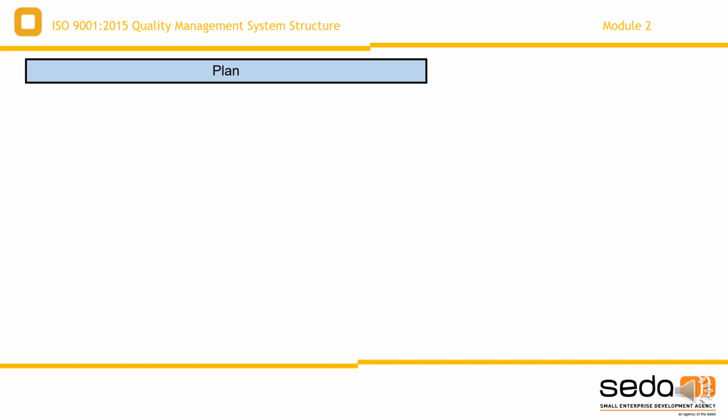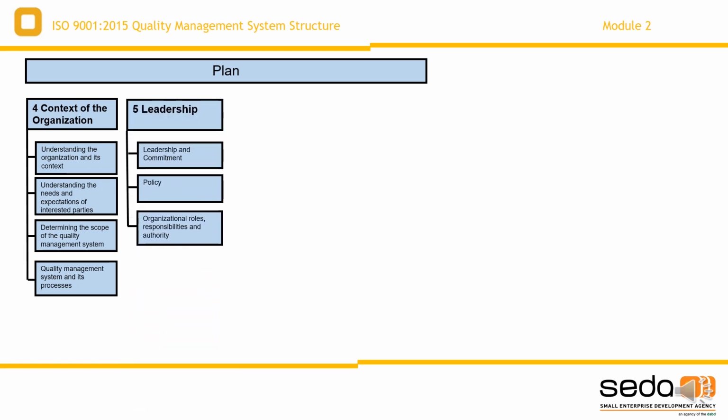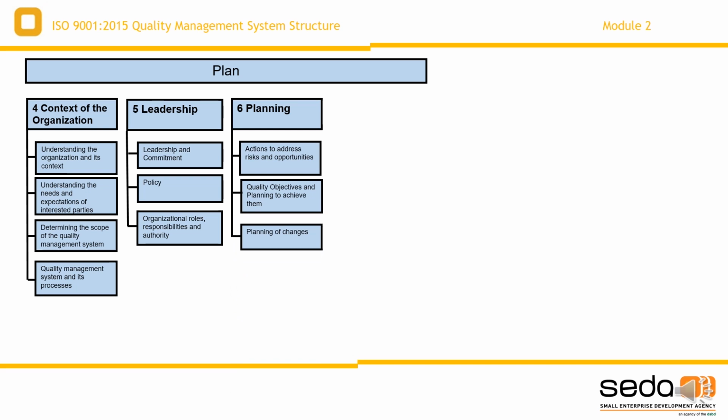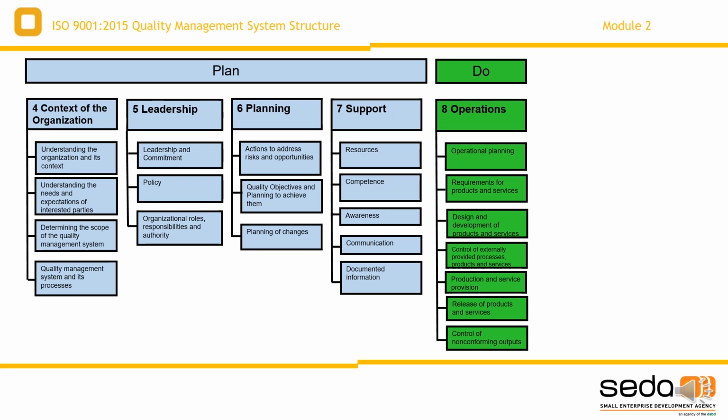The quality management system structure is as follows. Remember, we said the standard applies the PDCA cycle: plan, do, check, act. The planning part consists of 4 clauses, which are the context of the organization, leadership, planning, and support. As you can see underneath these clauses, there are what we call sub-clauses. And for the doing part, or operations, it consists of 7 sub-clauses. This is where you manufacture the actual product or where you offer services to your customers.